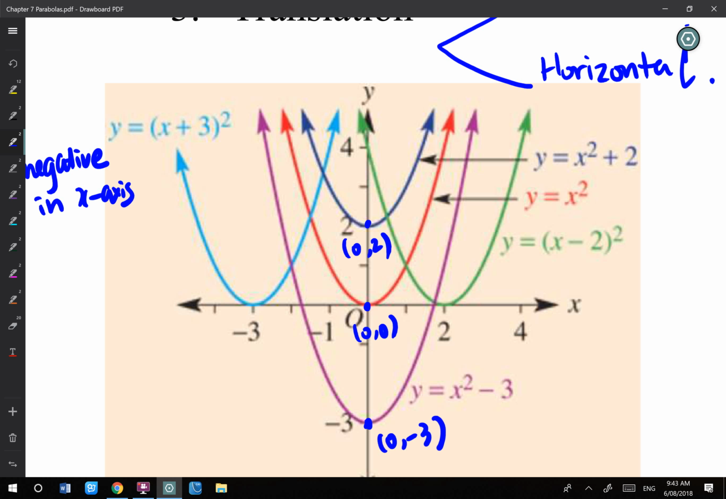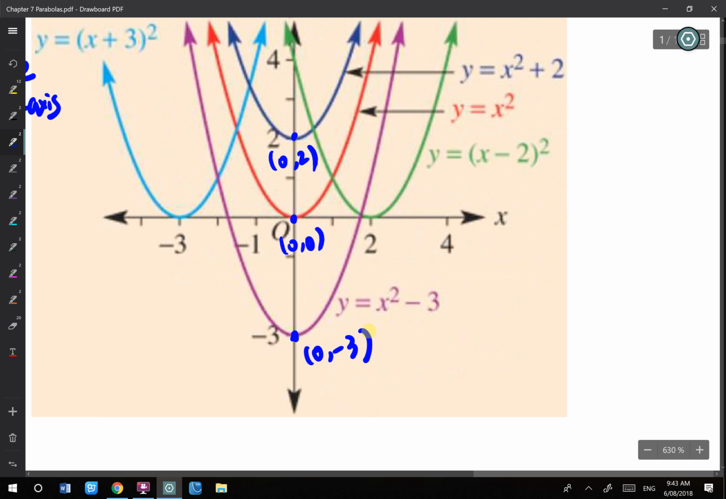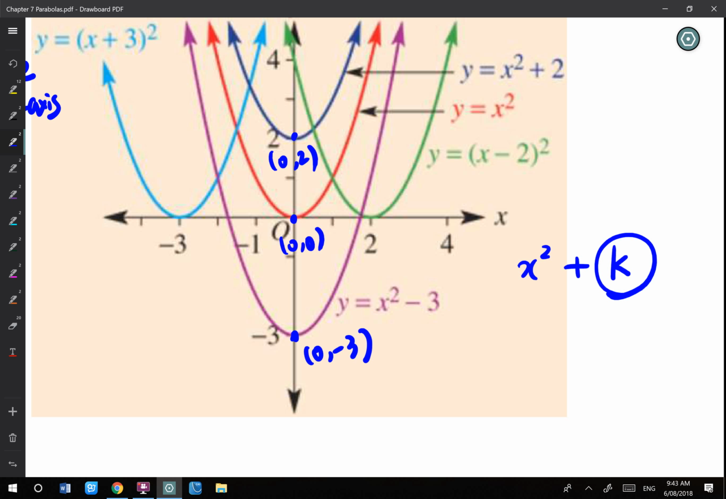So the vertical translation is very easy to see. It is the value added after the x squared. So you add at the back of the square. If k is positive, it's moving up. If k is negative, it's moving down. So you adding means you move up. You subtracting means you move down.